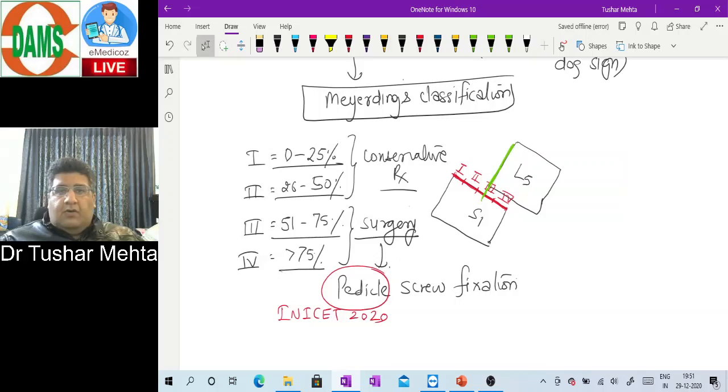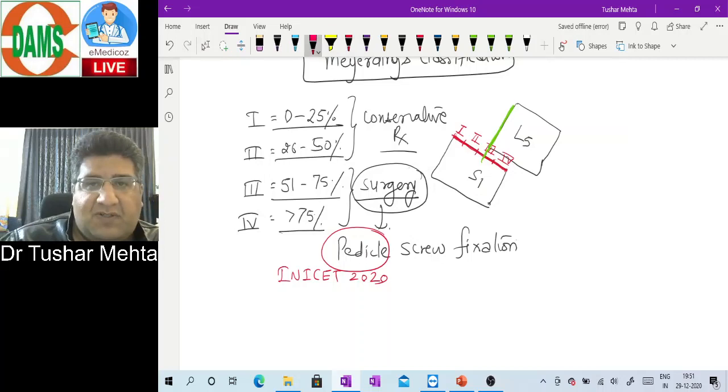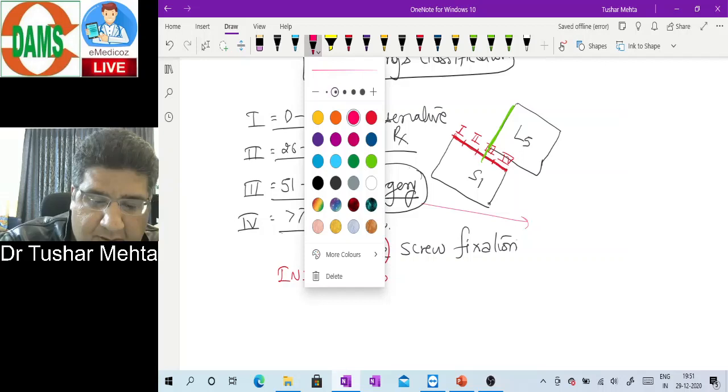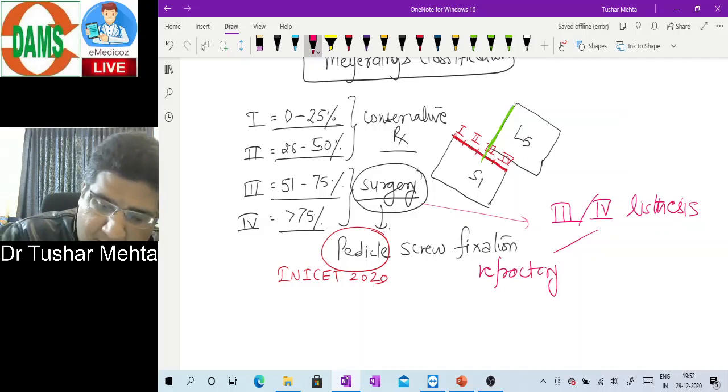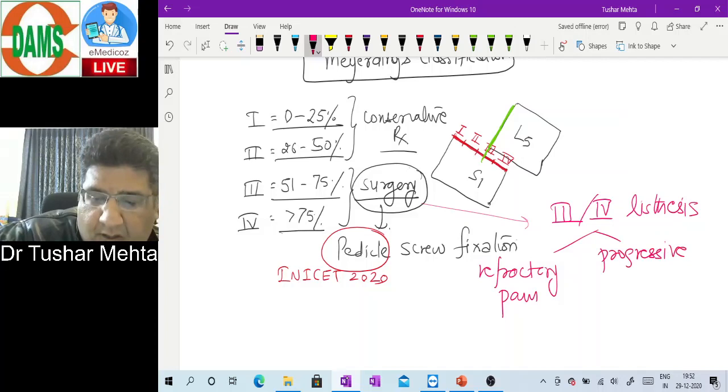Now listen to me. There's a catch. What is that catch? That it's not always surgery. Do you understand my point? It's not that if somebody has a 60% listhesis, oh, come on, let's operate. No. For surgery, you should have category 3 or category 4 listhesis, but along with that, you have to have refractory pain or you have to have a progressive neurological deficit.